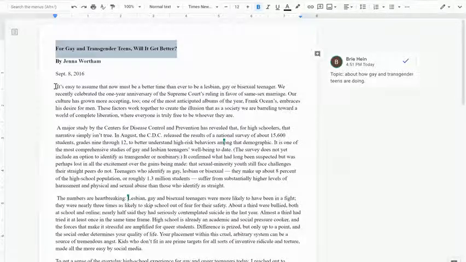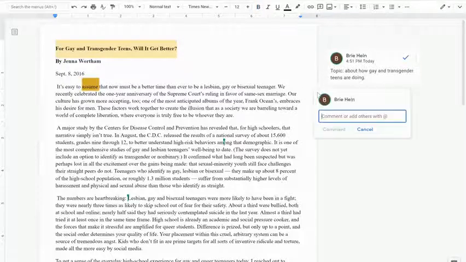So it looks like at the beginning here, they just seem to be listing some facts, listing some things that are going on. I'm noticing this word here, "easy to assume." This is that piece of diction that makes me think maybe the author doesn't actually believe that now must be a better time than ever to be a lesbian, gay, or bisexual teenager. I'm thinking that the author doesn't agree with this statement.